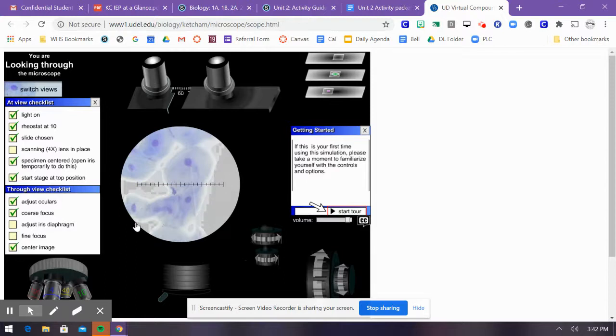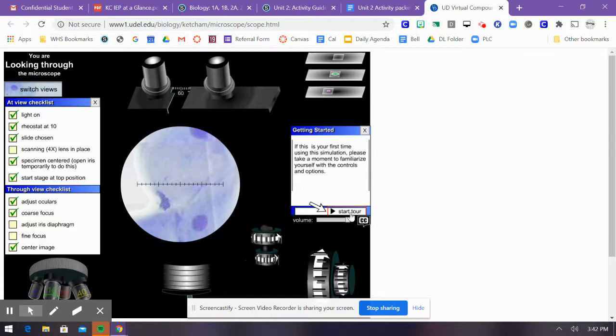Let's move on up to 40. Okay, so this is kind of dim, and it looks like this checkbox agrees, so we're going to brighten it up. There we go. Look at those cells. They're gorgeous. Nice and focused. Let's ramp it up one more. There we go. And look.